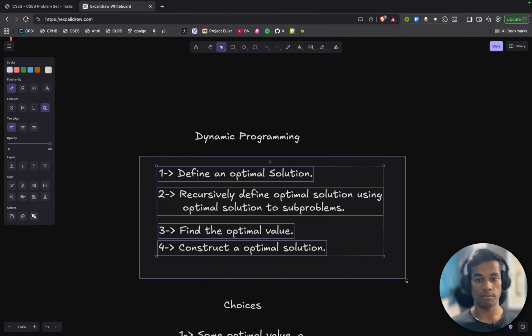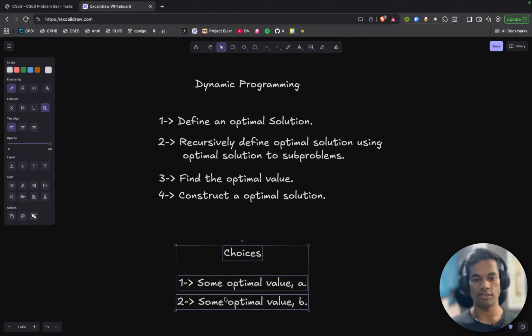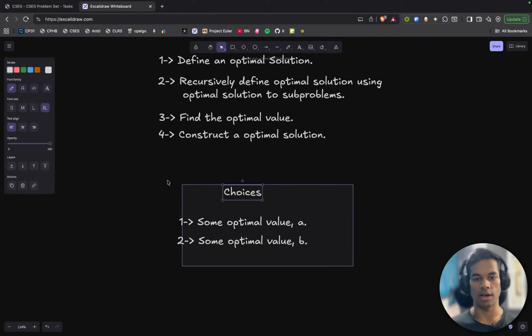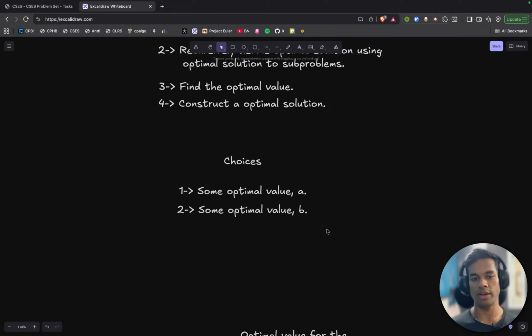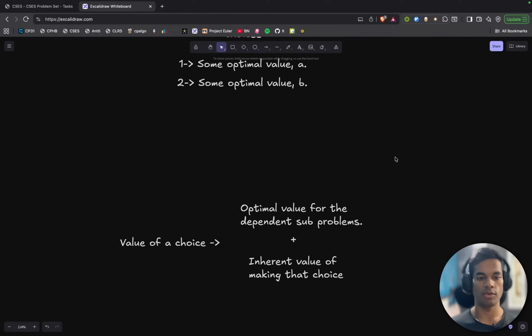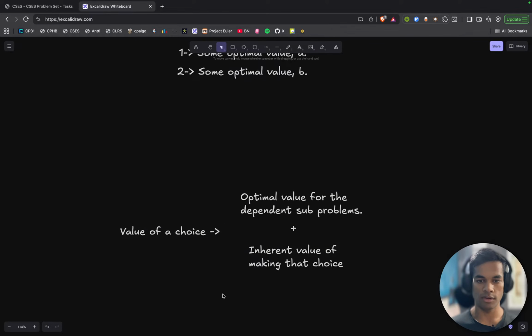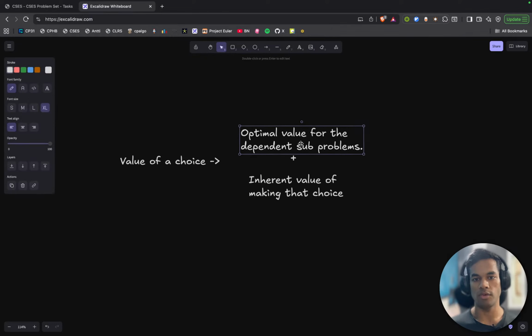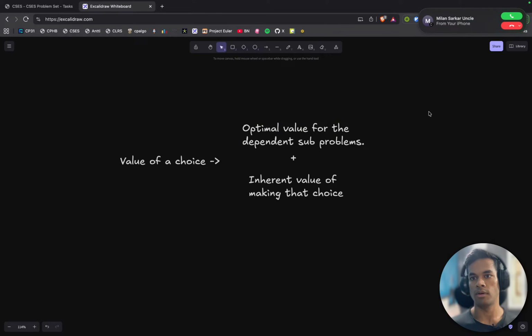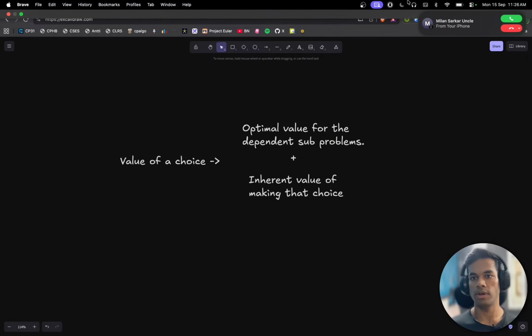These are the 4 steps. At each step, we have some choices, and the choices have values, and we compare the values and find the choice that is the best one. And how do we find the value of a choice? By finding the optimal value for the subproblems plus the inherent value of the choice. My bad.